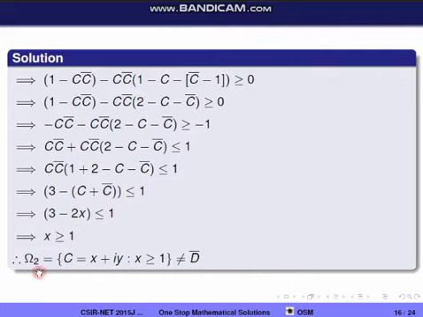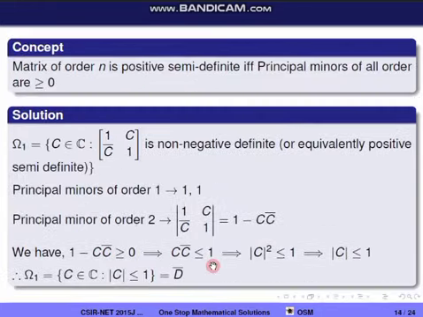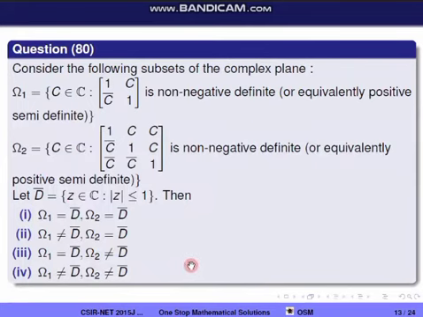So omega 2 is equal to the set of all C equal to x plus iy such that x is greater than or equal to 1. That is, it contains complex numbers where the real part of the complex number is greater than or equal to 1. So this is not equal to the D conjugate. So now we'll check the correct options. So the correct option is the third one.